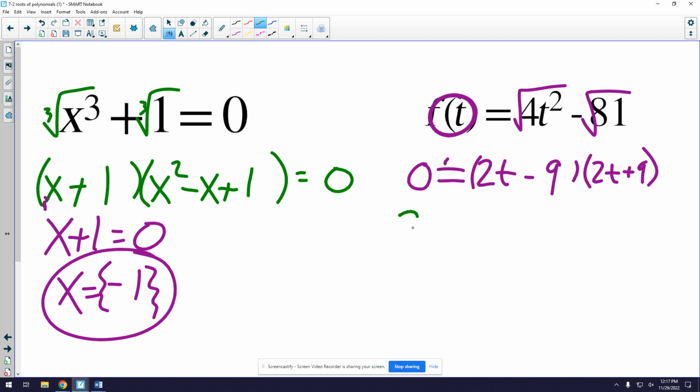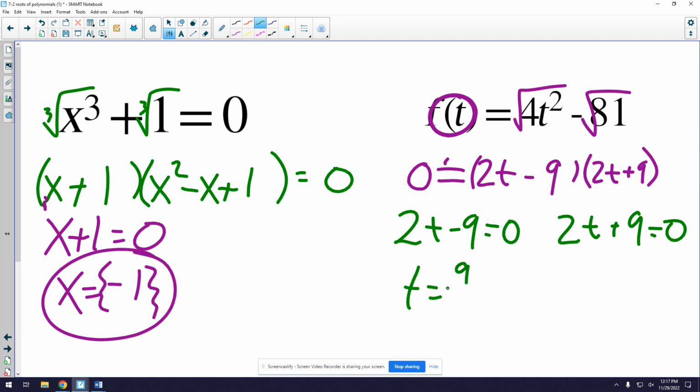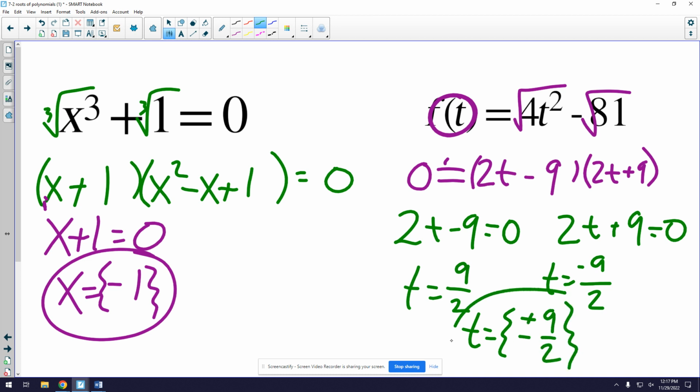Here, set them equal to 0. The first one, you're going to get positive 9 and divide it by 2. The second one, you're going to get a negative 9 and divide it by 2. There are my two answers, positive or negative 9/2. You may write it as two separate answers, or you may write it as one answer where you have your plus or minus sign. Up to you.